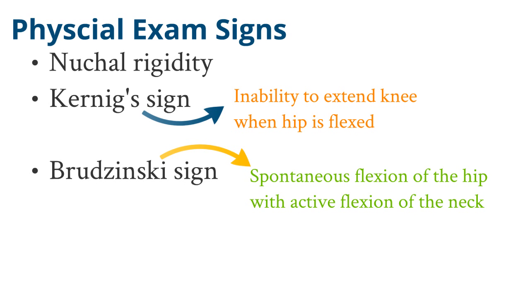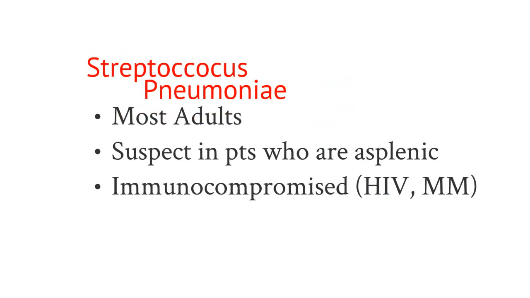So these are two signs you could do, Kernig's and Brudzinski's sign. Again, these should all be done in the light of their clinical history and the probability of them actually having meningitis, because other things could cause these to be positive as well. Now let's talk about the causes of meningitis.